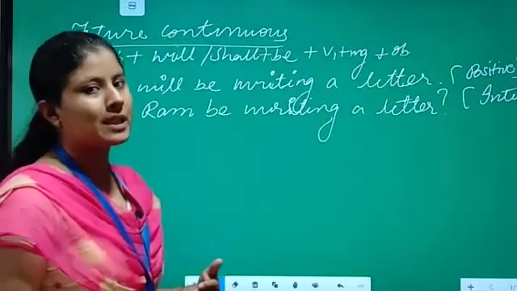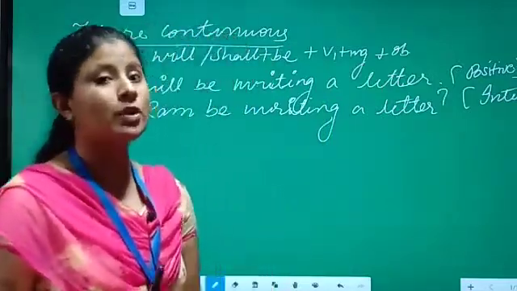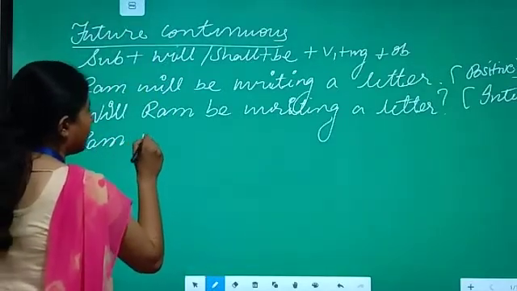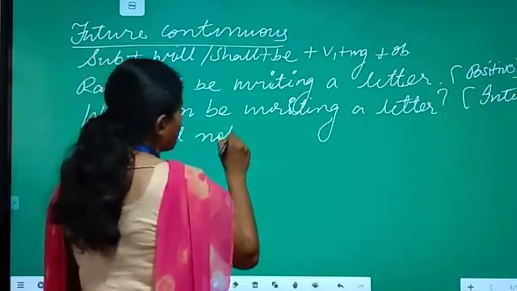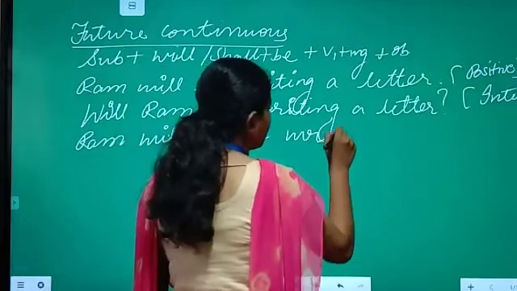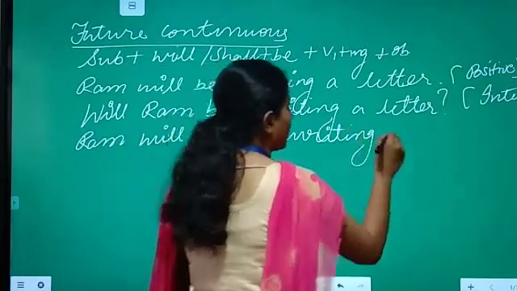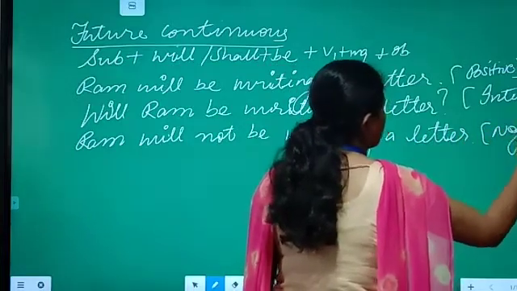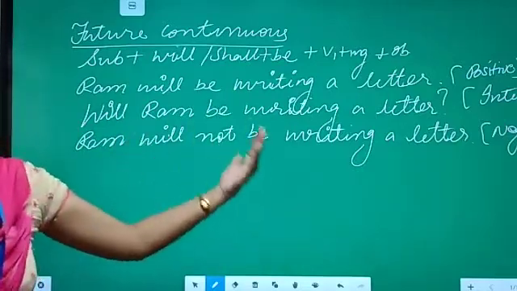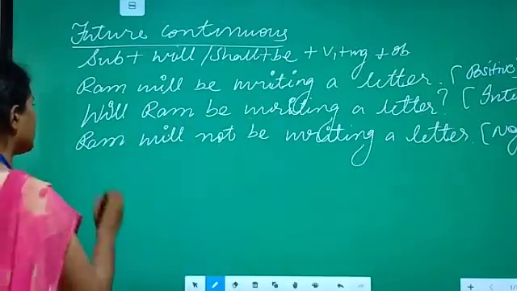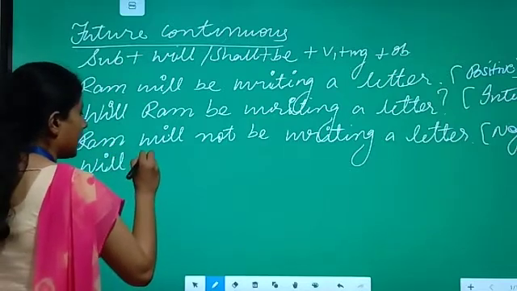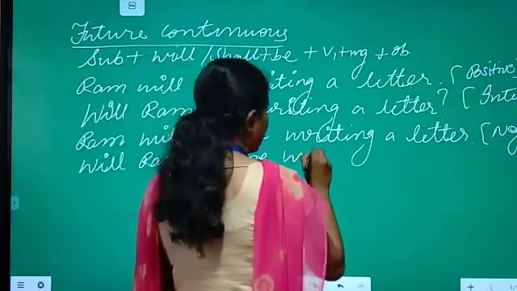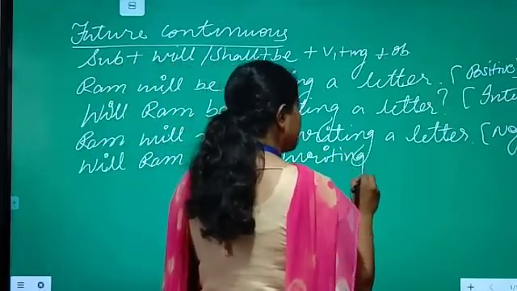Right? Now what we have to do? We have to change this sentence into negative. To change it into negative, we will just insert not after the helping verb. Ram will not be writing a letter. And this is negative. Right? Ram will not be writing a letter. Now let's change it into interrogative negative. Will Ram not be writing a letter?